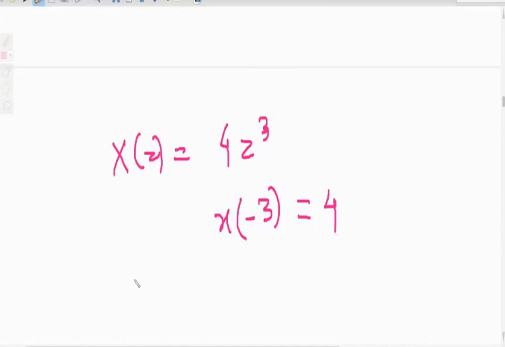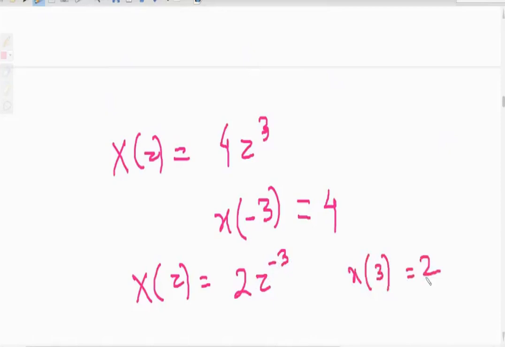Okay, one more, let us say x of z is 2z raised to -3. Then this will be x of 3 has value 2. Okay, because z has a negative power, that means we have positive values of n. Z has power how much? 3. So here x of 3 and amplitude is 2. So here x of 3 equal to 2.